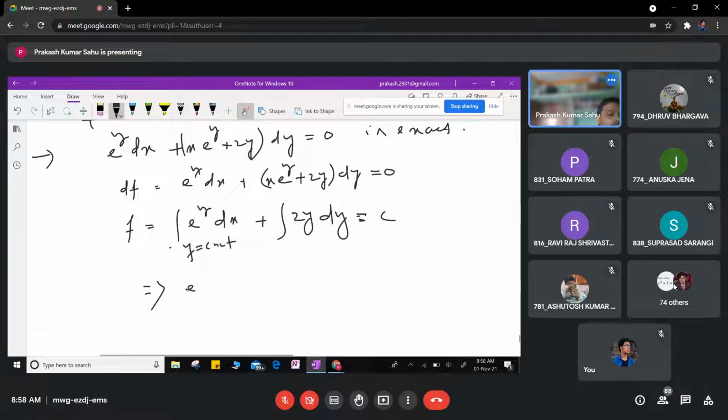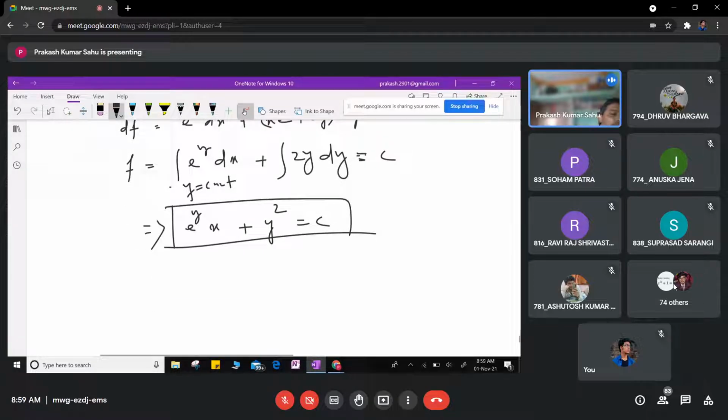So if you integrate, e to the power y is a constant, so this is e to the power y into x plus the integration of 2y, which is y square, is equal to c. So look, this is the solution. You can check, this is the solution.